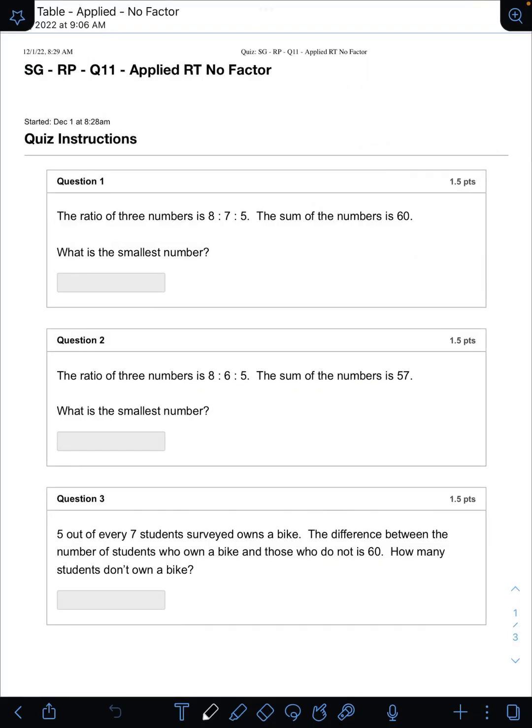Okay, so this is a little fun one here. It says the ratio of three numbers is 8, 7, and 5. But when I add those numbers together, I get 60. What's the smallest number? Man, that's just a weird question, right?